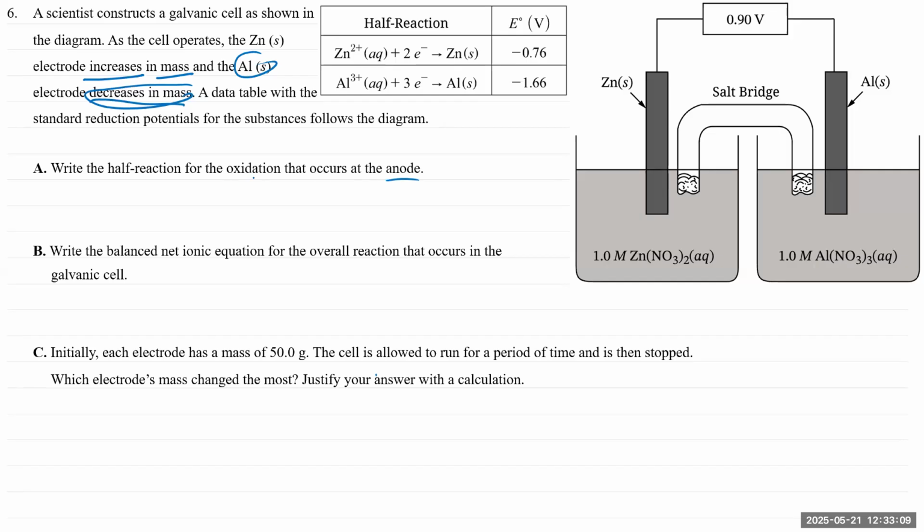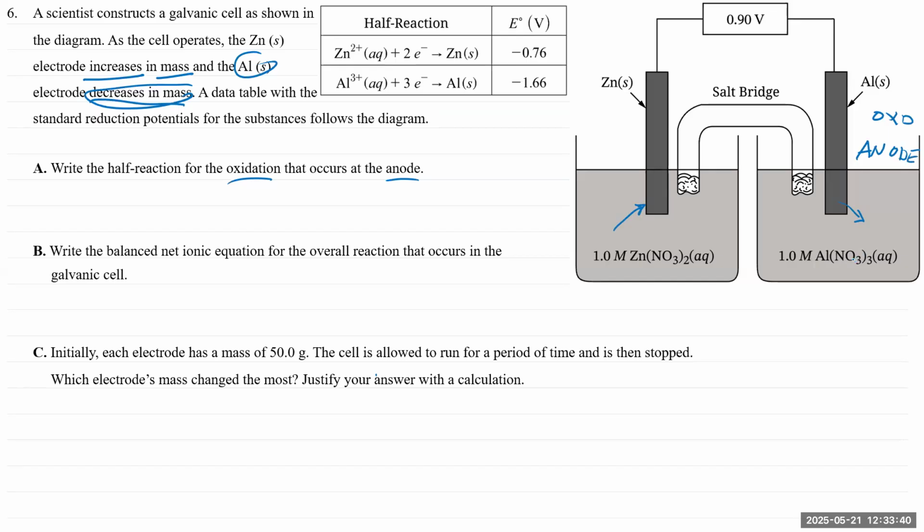So we're looking for the anode, we're looking for oxidation. Oxidation means that the solid electrode is actually turning into aqueous ions, right? So that would be the one decreasing in mass. Aluminum is decreasing in mass, whereas zinc's mass is increasing, so it's getting built up. So we know that this is the oxidation, and this is the anode, from the red cat sat on an ox.